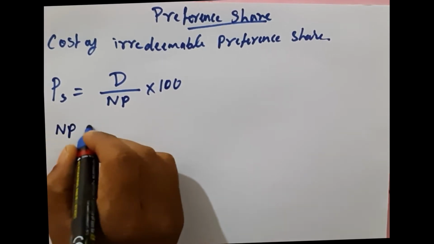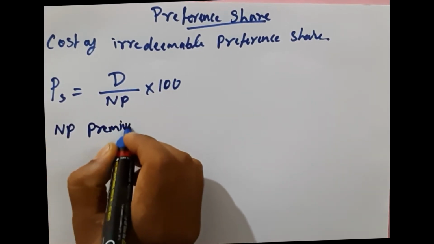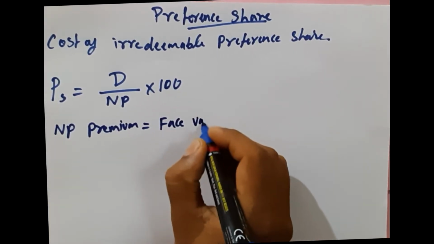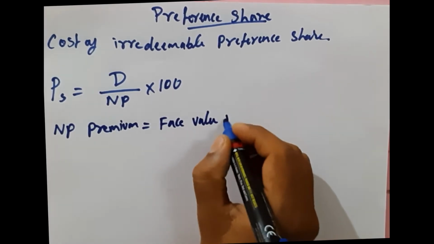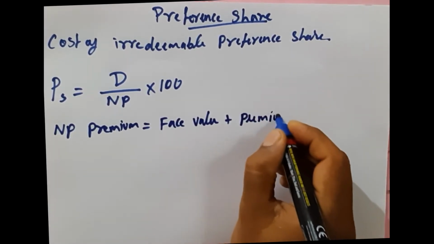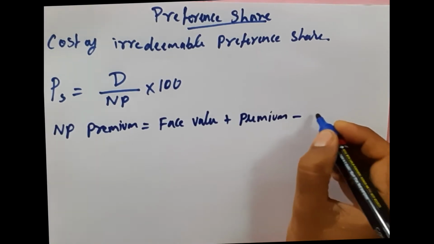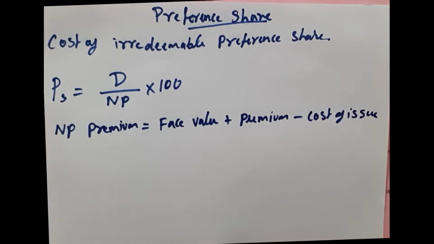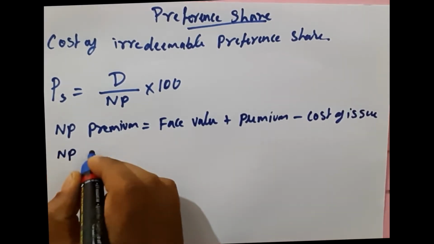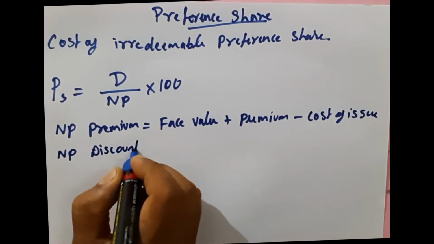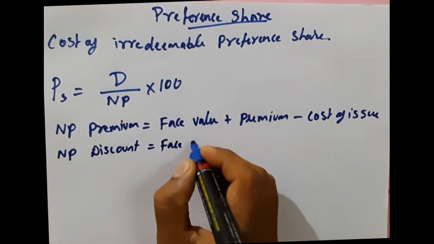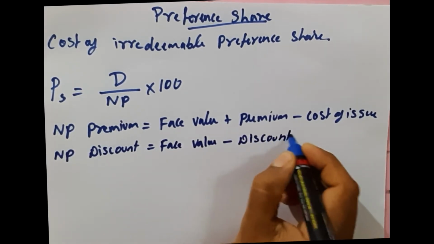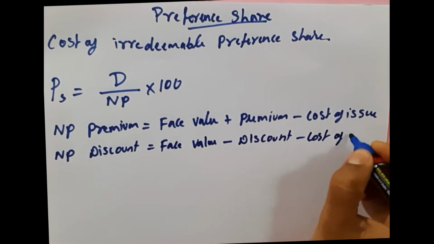NP for premium is equal to face value plus premium subtract cost of issue. If you are issuing at a discount, NP for discount is equal to face value subtract discount subtract cost of issue.